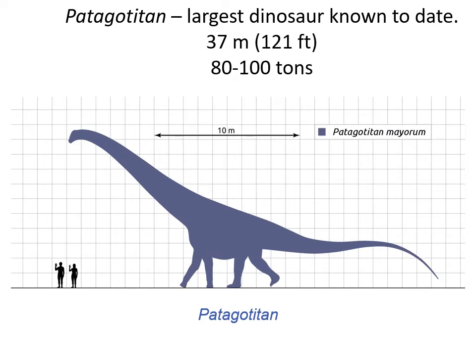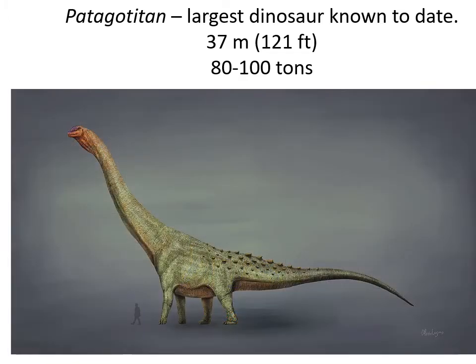The biggest titanosaur, and thus the largest dinosaur known to date, is Patagotitan. This is about 37 meters long, in other words, about 121 feet long, and weighed approximately 80 to 100 tons. So if you want to see what a Patagotitan looks like in person, you can go to the Field Museum of Natural History in Chicago, Illinois, and when you walk in the front door, you'll meet Maximo. Max is an absolutely giant skeleton of a Patagotitan, and it's in the main hall at the Field Museum. It is incredibly large.